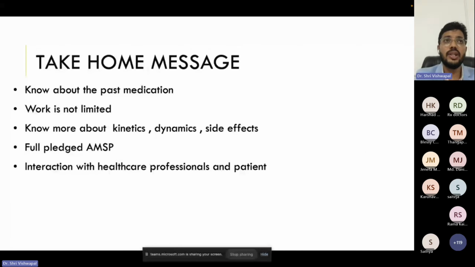our work is not at all limited, and we have much more to explore. And the main thing is, as students, we have to know more about kinetics, dynamics, and side effects. These three things are the only way we are going to excel in our profession when compared with other healthcare professionals. So a full-fledged AMSP is very important in all institutions, and interaction with healthcare professionals and patients is very much needed. Thank you.